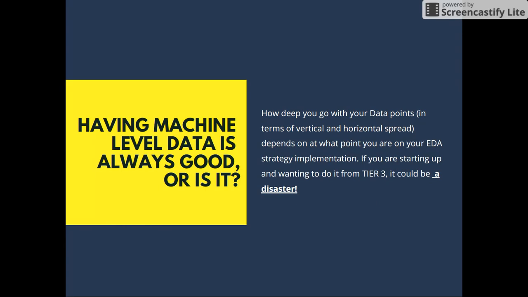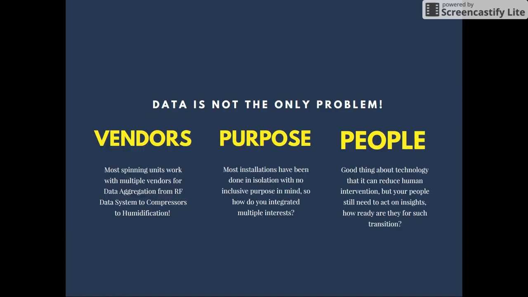But one thing we need to know is, is having machine level data always good? How deep you go with your data points, in terms of vertical and horizontal spread, really depends on what point you are at in your EDA strategy implementation. If you're starting up and you want to do it from tier three, it could very well be a disaster.